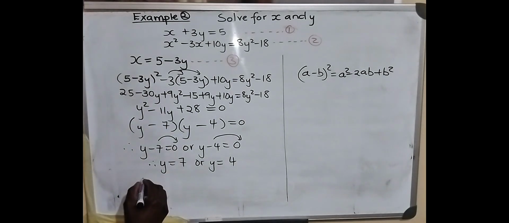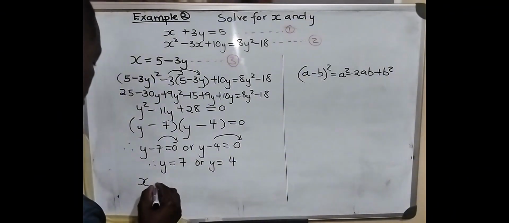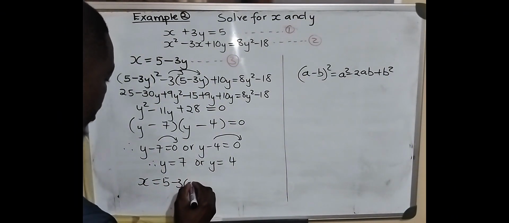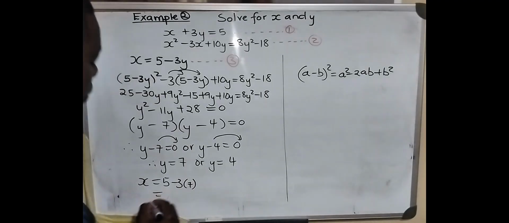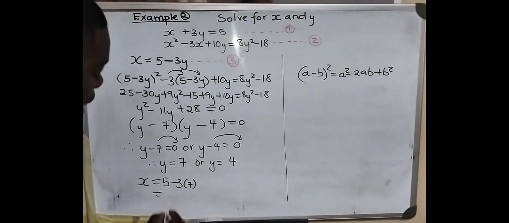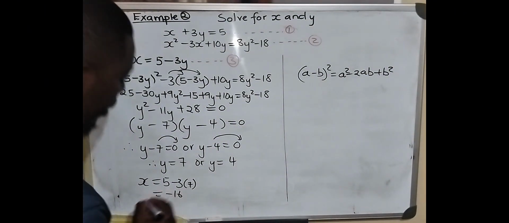Right, so let's do that. What is the value of x when y is equal to 7? So x is equal to 5 minus 3 times 7. You see that if we do that, negative 3 times 7 is equal to negative 21, plus 5, we're going to obtain negative 16.